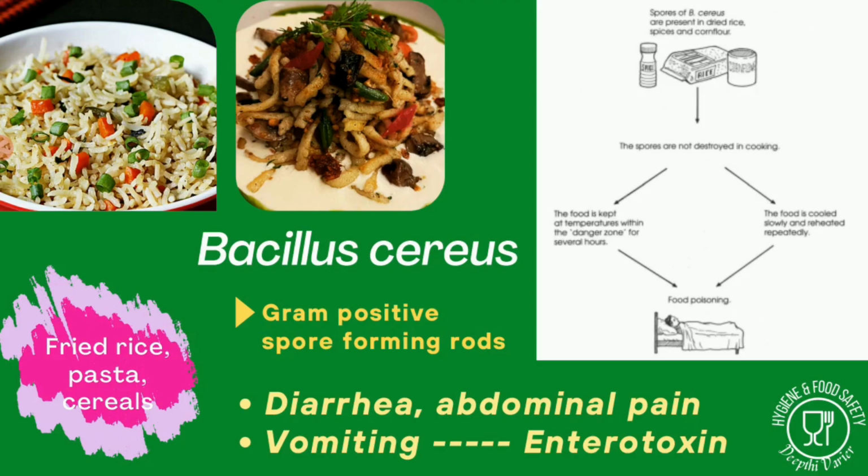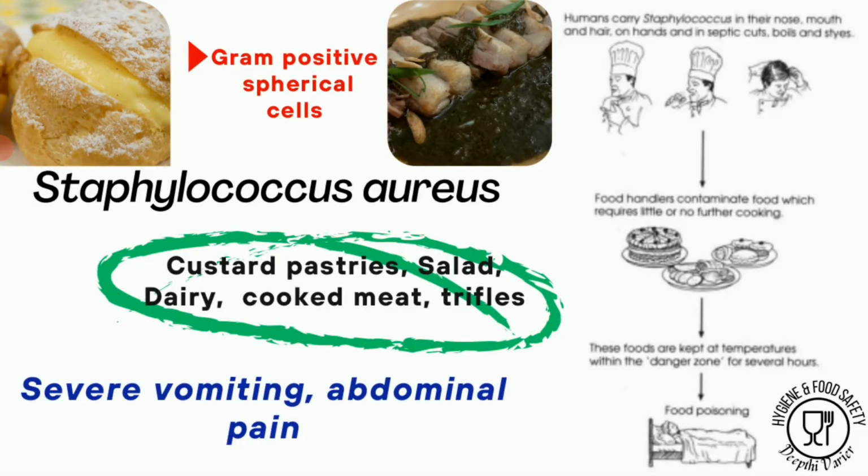That is why this Bacillus cereus is so commonly associated with fried rice or with noodles, pasta, cereals, which are kept for a long period of time. So when they are kept like that, the spores start germinating and they give rise to the organism inside your body. So corn flour, these are all some of the foods which are commonly associated with Bacillus cereus infection. The next one we have is Staphylococcus aureus. This is a gram-positive spherical cell called a cocci or a coccus.